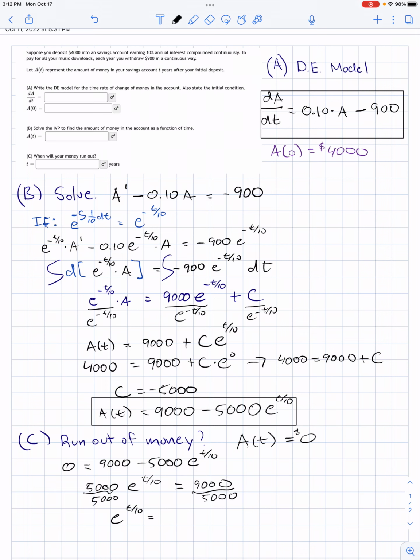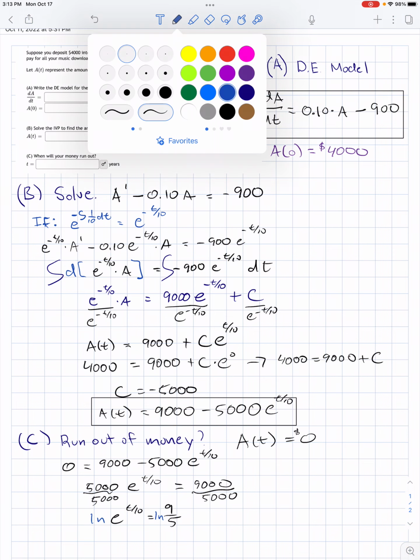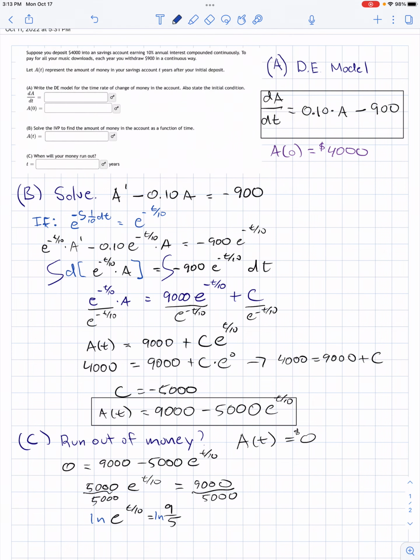oops, I forgot a 0. You get 9 over 5. We want to solve for t. If we take the natural log of both sides. That's nice because then we can make use of some properties there to get t over 10 being equal to the natural log of 9/5. And I'm going to draw a little arrow here because I'm running out of space on this bottom. I don't want to scroll down.